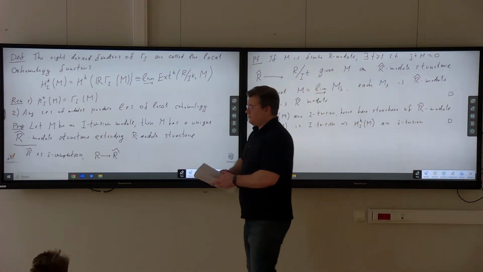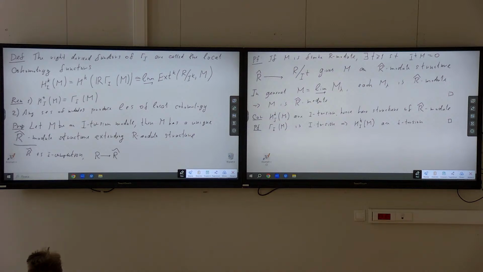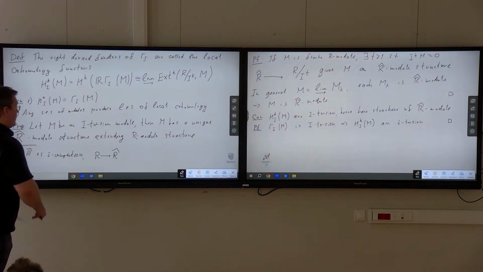Is it true that an I torsion module has no higher homology? That's true. So for computing homology, we can just take an I torsion resolution. We can, yes, we can use a single resolution. Okay.